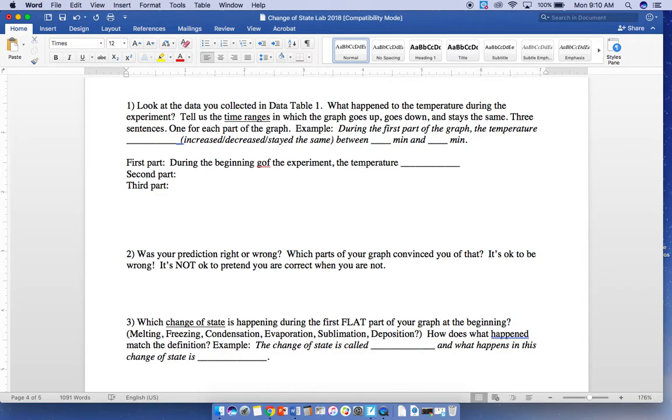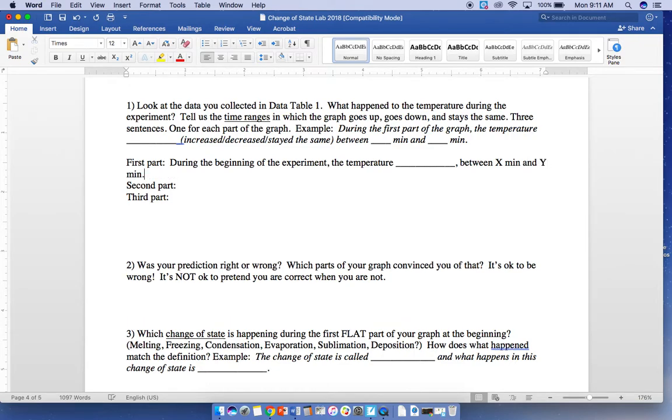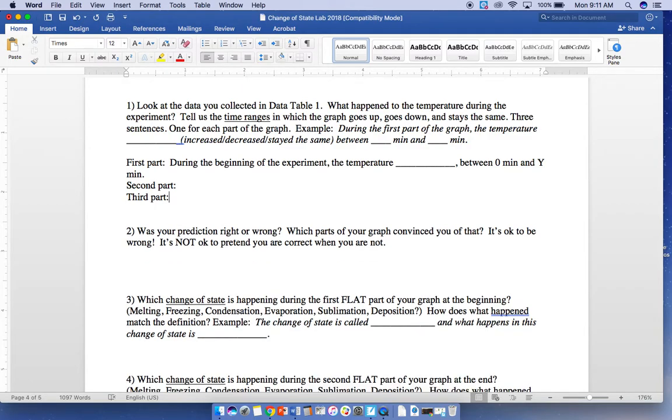And then we want to be precise here as to approximately the times in which this is happening. So during the beginning of the experiment, the temperature, you say what the temperature does, and then you would want to include between X minute and Y minute, during which range that would be. For this X minute, it should probably be time 0 because we're talking about the first part of the experiment. You need to do this for the first part, the middle part, and the last part of the graph, describing precisely what is happening in each of those locations.